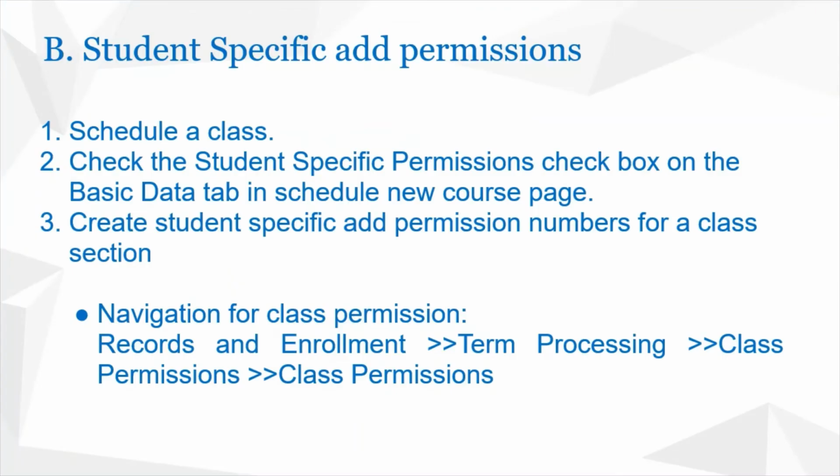For student-specific add permissions, Step 1: Schedule a class. Step 2: Check the student-specific permission checkbox on the Basic Data tab in the Schedule New Course page. Step 3: Create student-specific add permission numbers for a class section.